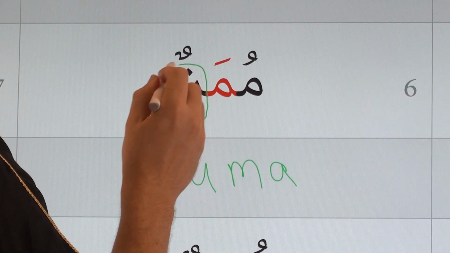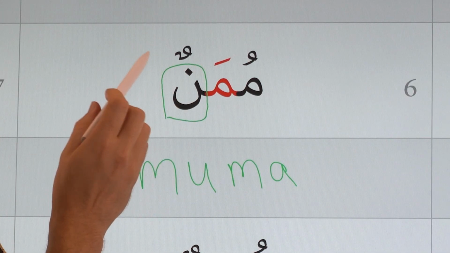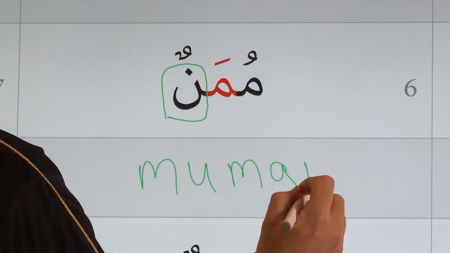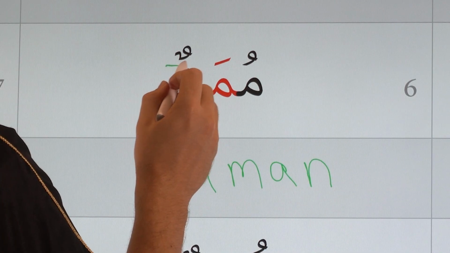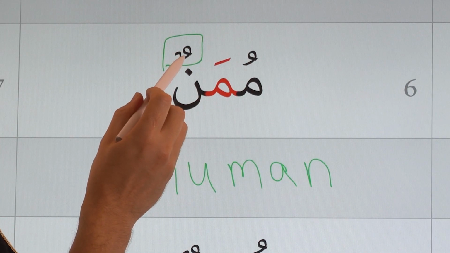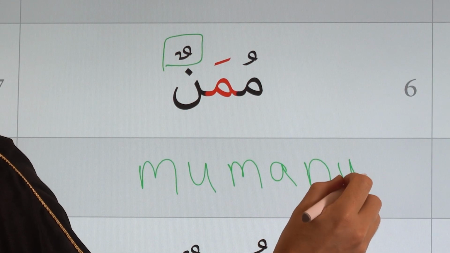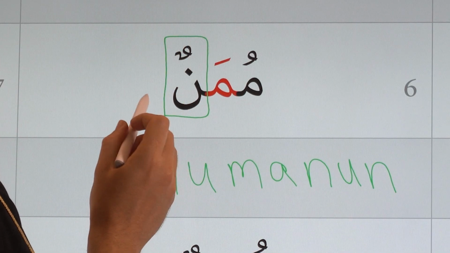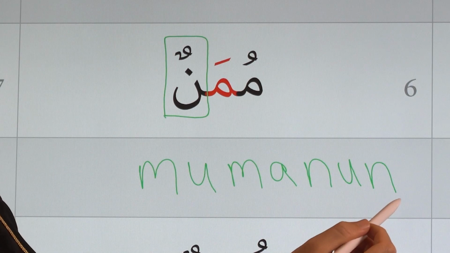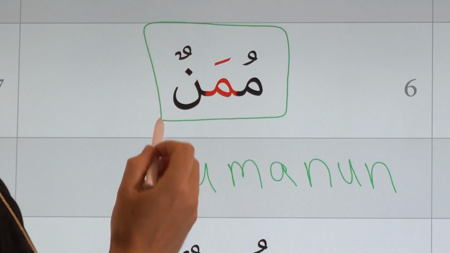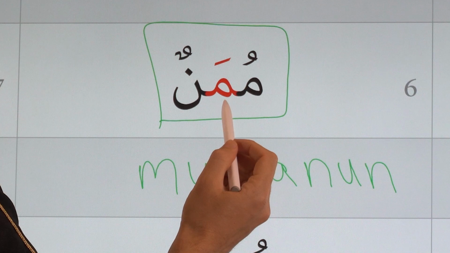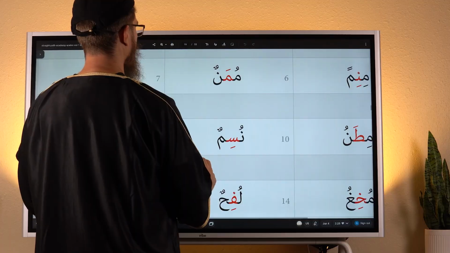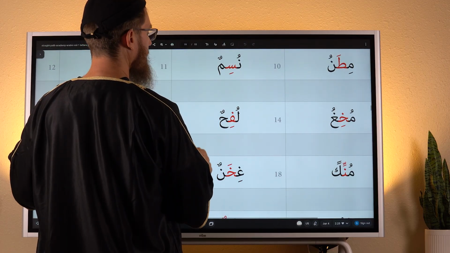And finally, at the end of a connection, we see this U shape with one dot above, meaning this is the letter Noon. So we're going to write an N for the Noon. Above the Noon, we see Tanween Dhamma. So we write a U for the first Dhamma and N for Tanween. So the Noon and Tanween Dhamma would be pronounced Nun. So if we read this all together, it would be pronounced Mu, Ma, Nun.